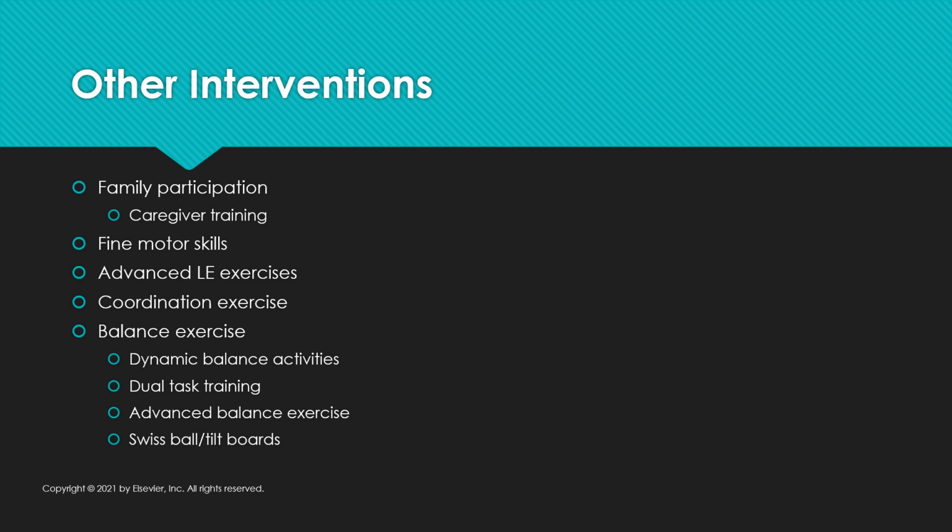And so other interventions that we will employ will include family participation with caregiver training, especially if the patient requires physical assistance. We're going to help them with fine motor skills, and this might be something that we work with OT on to collaborate and ensure that the emphasis is placed in the right disciplines at the right time. We'll work on advanced lower extremity exercises to prepare for continued progression of function, coordination exercises for balance and safety and decreased fall risk, and all of the things necessary, again, that contribute to function but may not be just performance of the functional task.